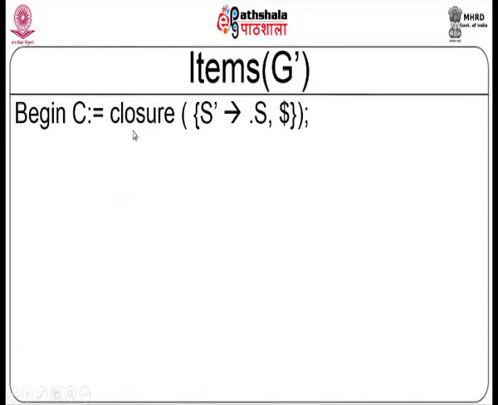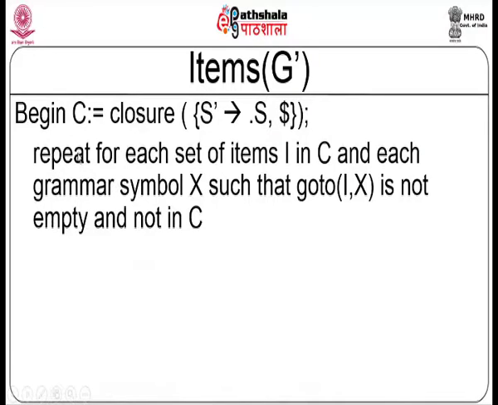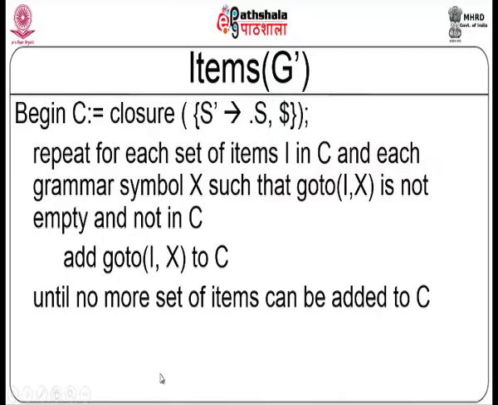For the items of G dash, I will start with closure, and add the first production with the dollar. This is how I start, and then repeat for each set of items I in C and for each grammar symbol X such that goto of I comma X is not empty and not in C, add goto of I comma X to C, until no more sets of items can be added to C. So, again this calls for item set construction, determining closure and determining goto.